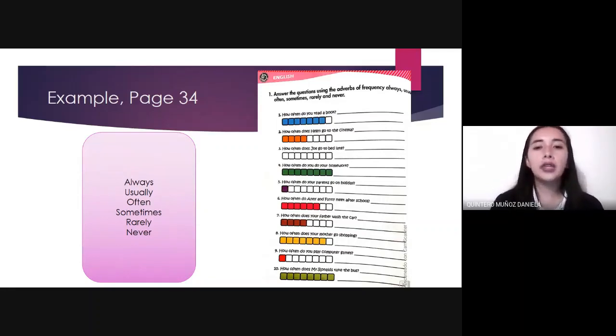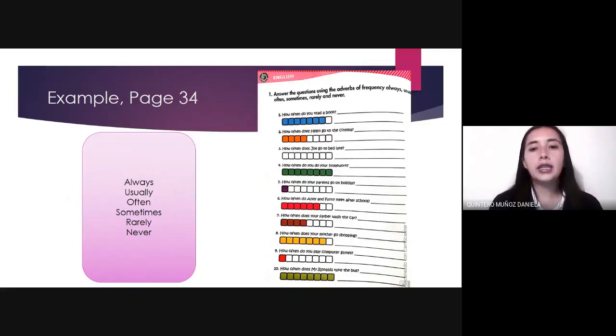Second, how often does Helen go to the cinema? ¿Con qué frecuencia Helen va al cine? As you can see, the bar is colored until the middle of the bar, colored orange. That means that is sometimes because it's 50%. Como pueden ver en la barra 2, está coloreado hasta la mitad. Hay 4 cuadros coloreados de naranja y 4 cuadros en blanco. Quiere decir que es un 50%. Si nos devolvemos al ejercicio anterior, 50% es sometimes.